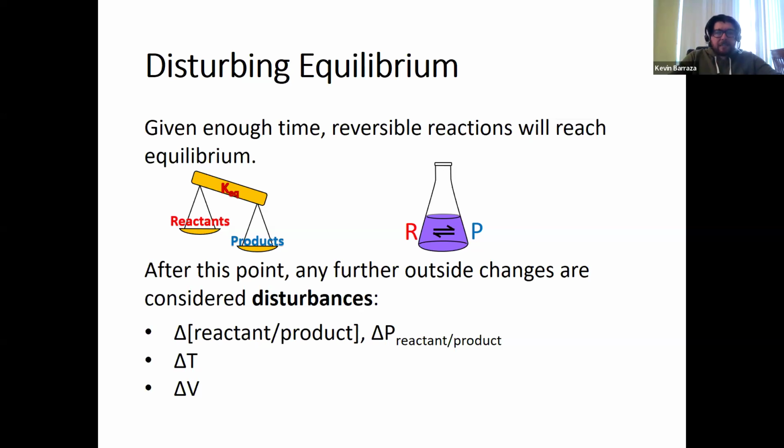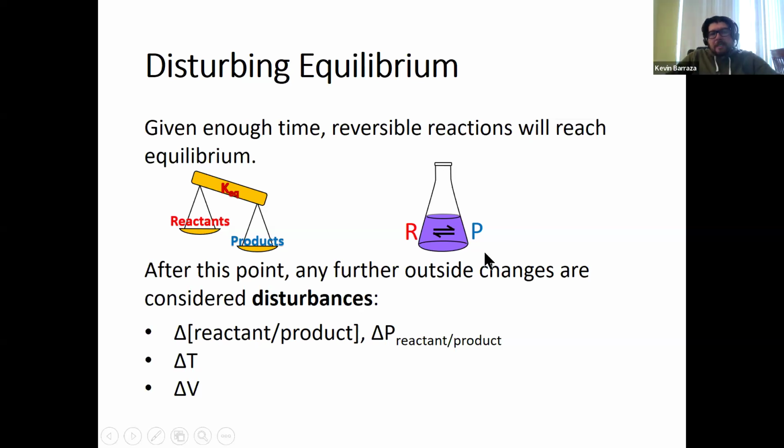What about if we get to equilibrium and we disturb it, which is something that happens all the time in nature? Well, let's think about what's going to happen each time. So first of all, let's establish, given enough time, reversible reactions will reach equilibrium. So think of it like a scale. Not necessarily the scale is equal, but rather the scale stops moving. So sometimes the scale isn't all the way 50-50, but you might have more products than reactants at balance, or more reactants than products at balance, and that's okay. It just means we're in balance.